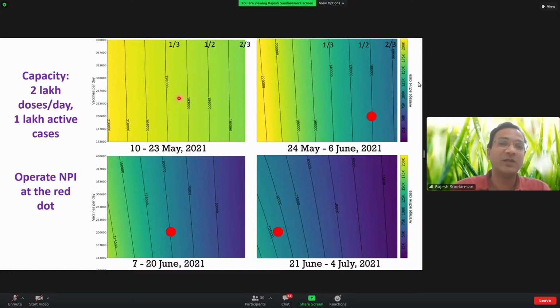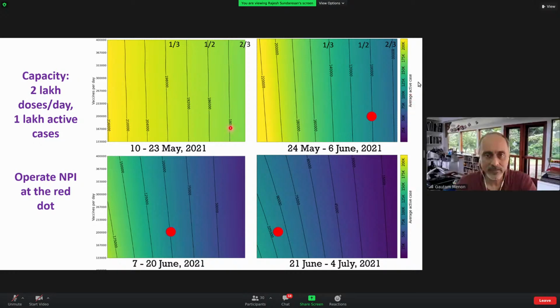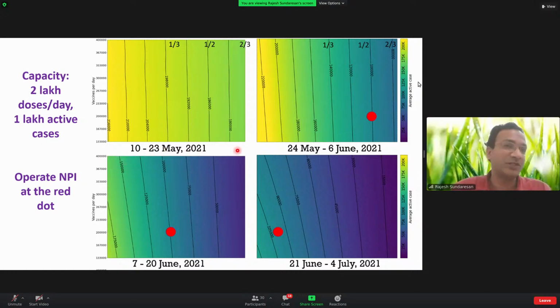And all these ISO lines indicate what is the active cases that will come when we use a particular level of non-pharmaceutical intervention and a certain level of vaccinations per day. So if we do 2 lakh vaccinations per day, and let's say we can handle about 1 lakh active cases, then we should look at the intersection of this 2 lakh horizontal line and the ISO line corresponding to 1 lakh. So that suggests that we should have a little stronger than 1/2 NPI during this period.